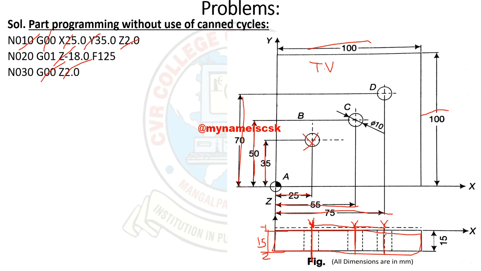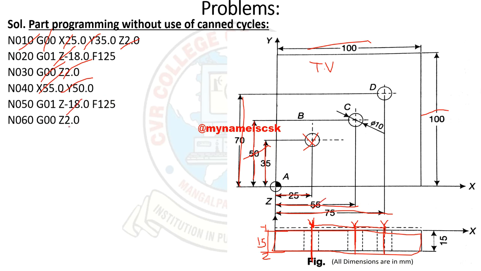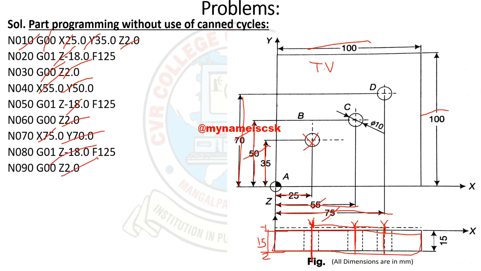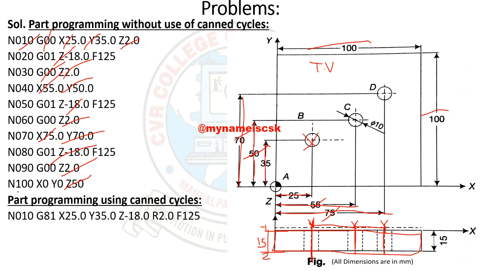Minus 18, again it will come above. Okay. So next coordinates are x is 55 and y is 50. So minus 18, then again it will go to z clearance plane 2, and next 75 and 70. So x axis 75, y axis 70, then minus 18, clearance plane, and x0 y0 z50. So it will go to home position. Home position is at a height of 50.